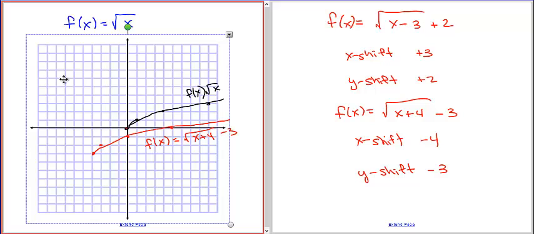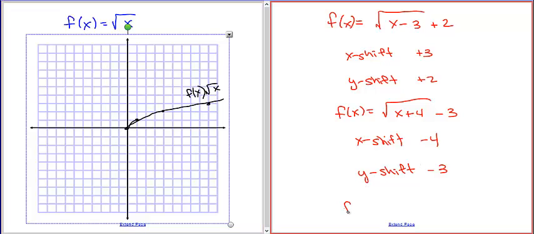Okay, let's do one with a y-axis reflection. So what I'm going to do is just write another function down here. So y-axis reflection would be something like this. There'd be a negative sign in here. And I'm going to put minus 2, minus 3 outside.